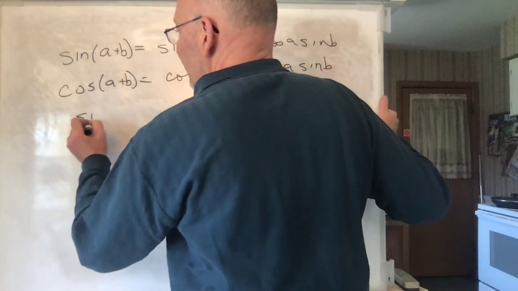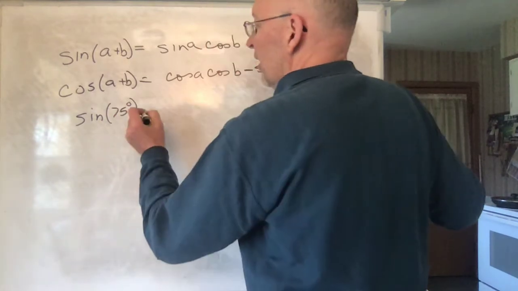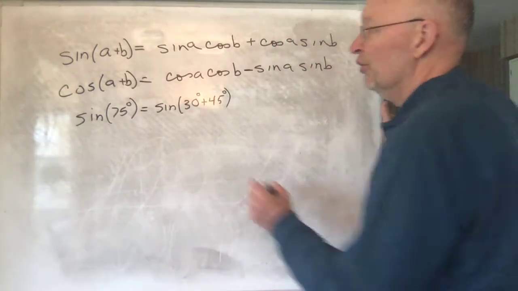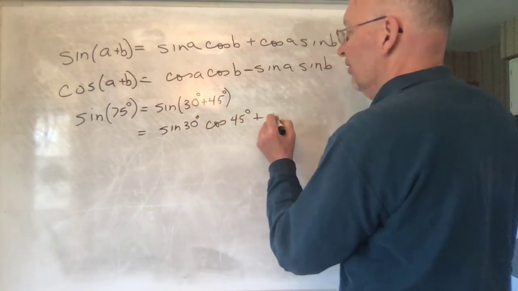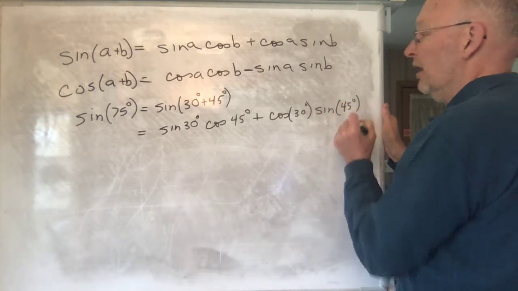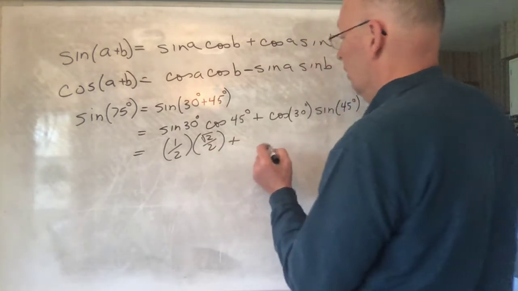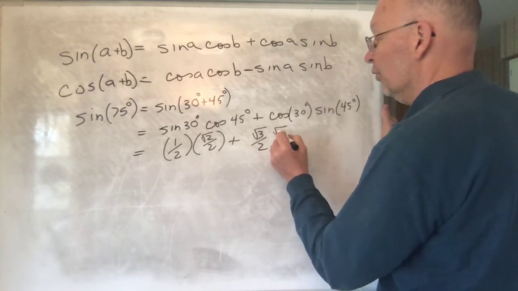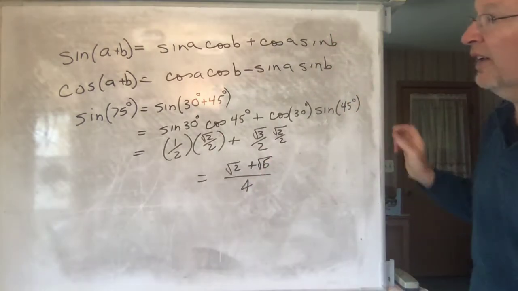With these, we can do all sorts of interesting things. For example, what is the sine of, I'm going to do it in degrees just because you're used to it, what's the sine of 75 degrees? Well, 75 is the same as 30 plus 45 degrees. And so using this identity, this is going to be the sine of 30 times the cosine of 45 plus the cosine of 30 times the sine of 45. And then remembering from what we just did, the sine of 30 is 1 half. Cosine of 45 is square root of 2 over 2. Plus the cosine of 30 is square root of 3 over 2. And sine of 45 is square root of 2 over 2. So we end up with square root of 2 plus the square root of 6, all divided by 4 by the time we're done. So there's an exact value for the sine of 75.